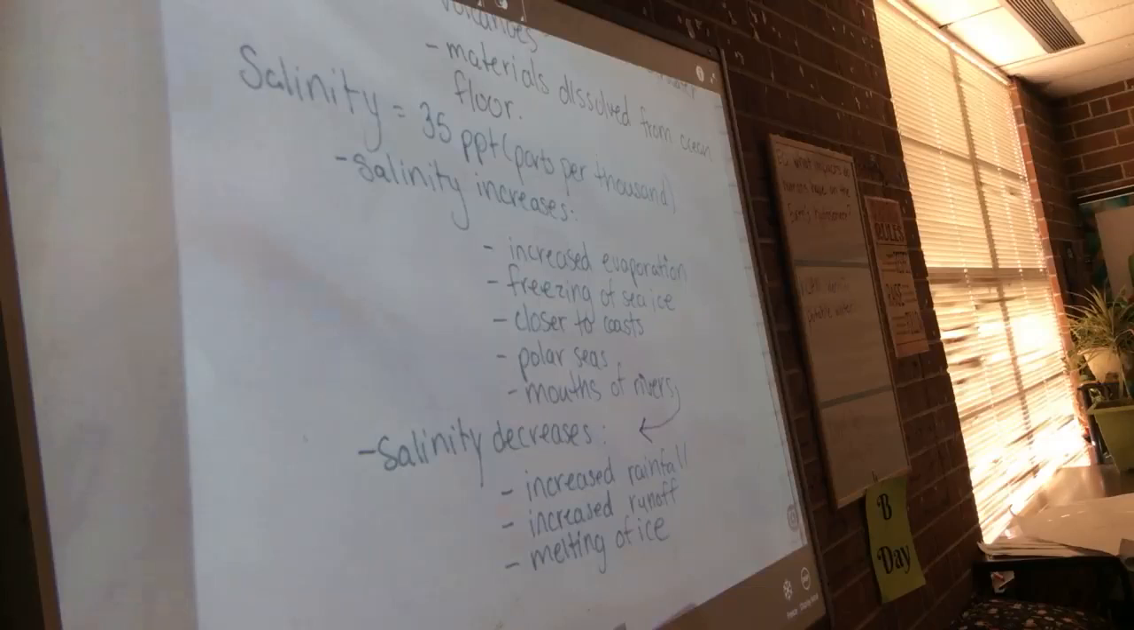If you have a ton of rain, you're increasing the amount of fresh water into that body of salt water. Or if you have a lot of ice melting, you're adding a lot of fresh water to the ocean. That's going to make your salt content go down.